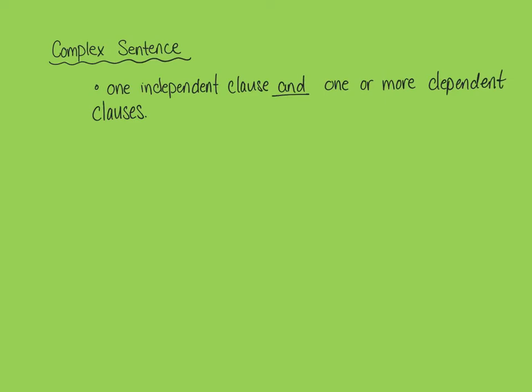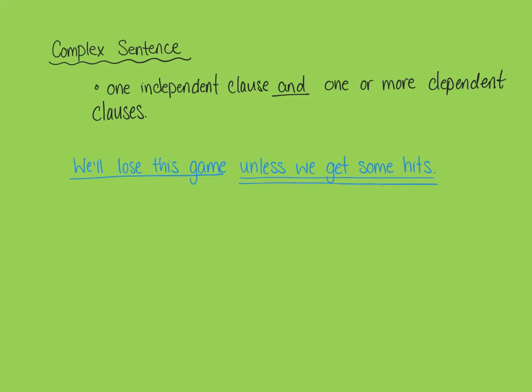A complex sentence has one independent clause and one or more dependent clauses. So our first example could be, we'll lose this game unless we get some hits. We'll lose this game, that's an independent clause. Unless we get some hits is a dependent clause. It couldn't be a sentence on its own. So we have one independent and one dependent clause.